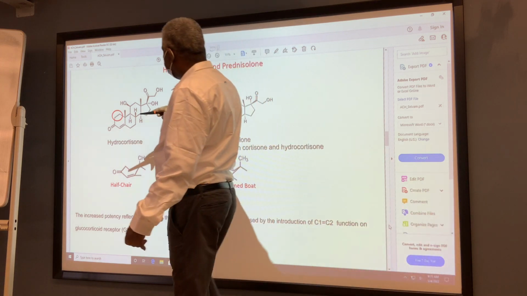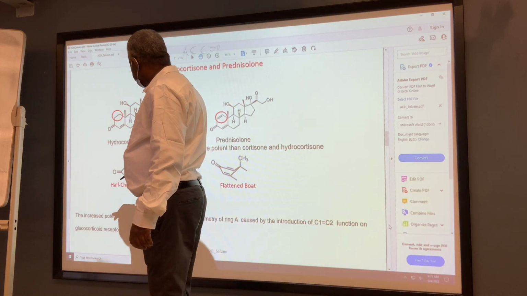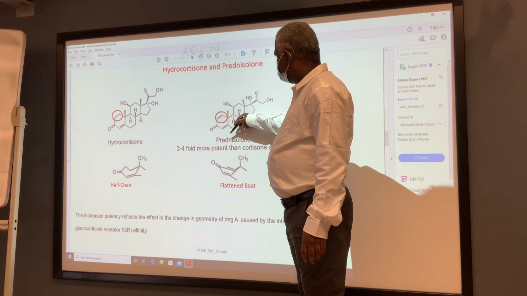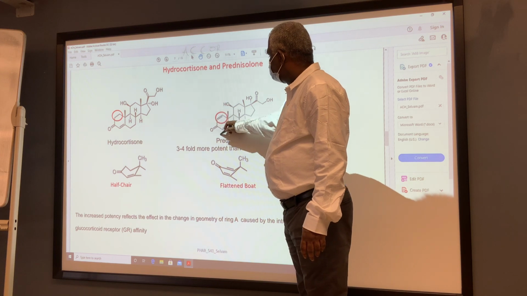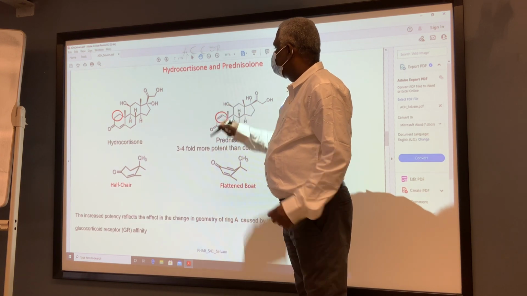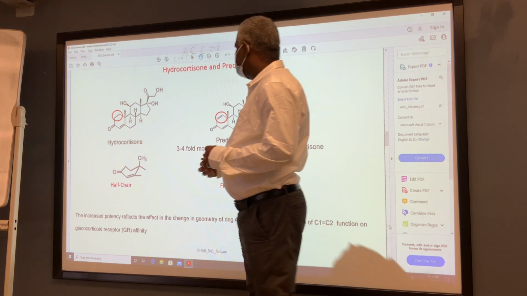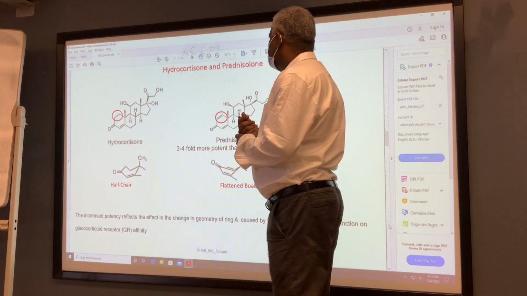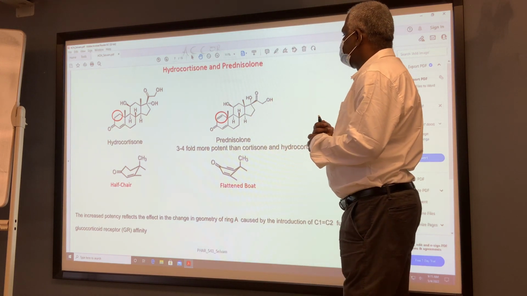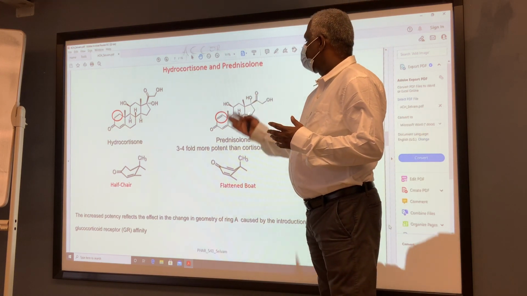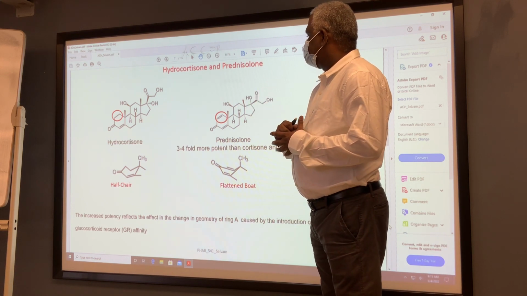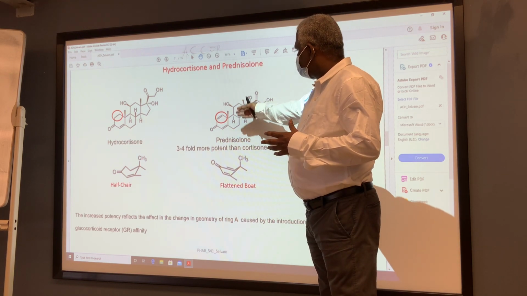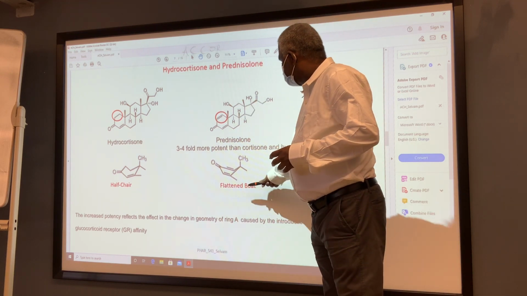So when you have one double bond, ring A adopts the half chair conformation. When you have 2 double bonds, it is a flattened boat conformation. If there is no double bond, there is a chair conformation, a cyclohexane chair conformation, which is the stable one. So in hydrocortisone, with one double bond, ring A adopts the half chair conformation, and in prednisolone, with 2 double bonds in ring A, it adopts the flattened boat conformation.